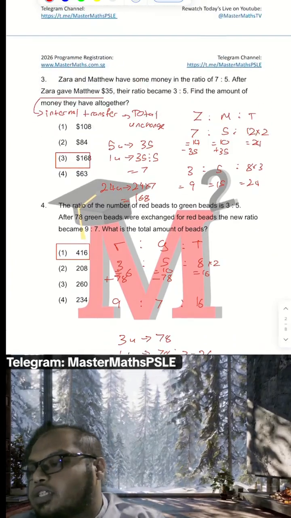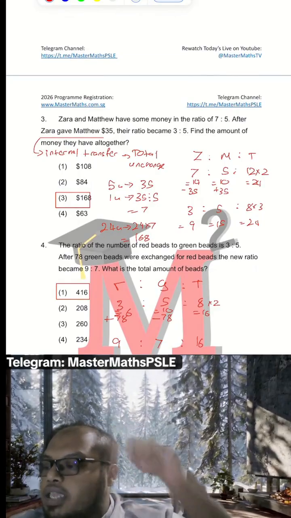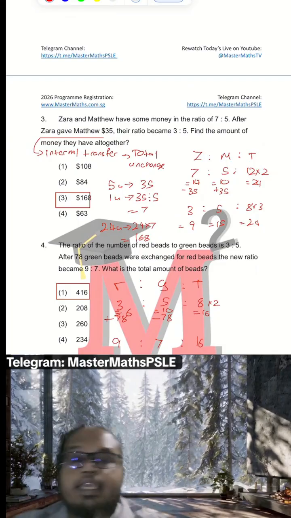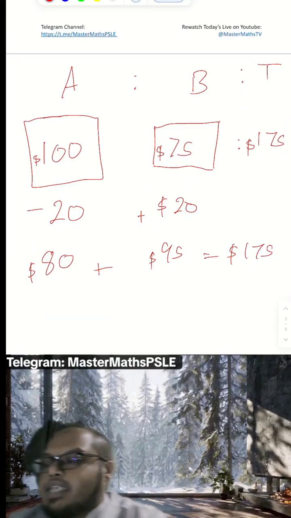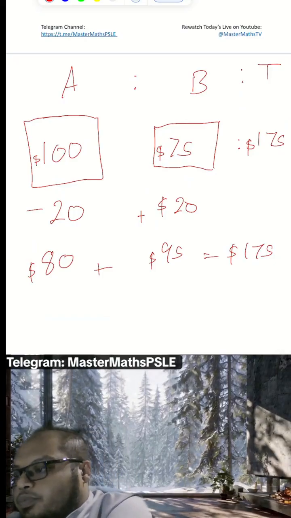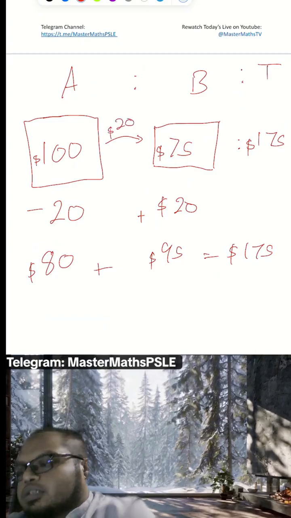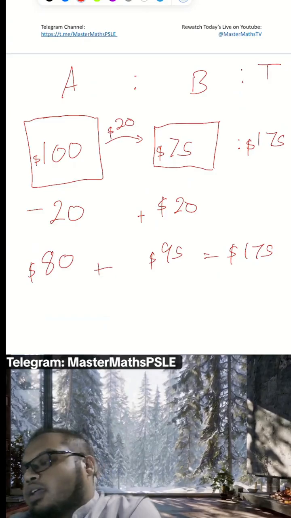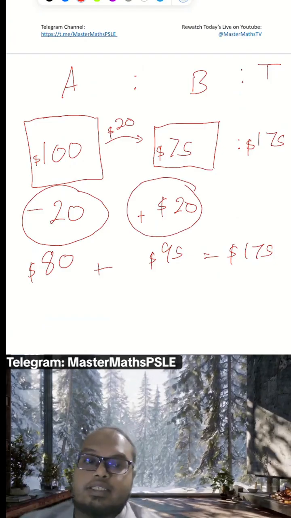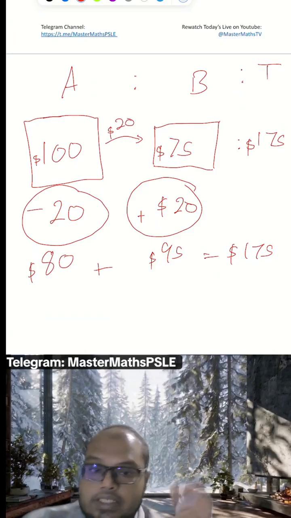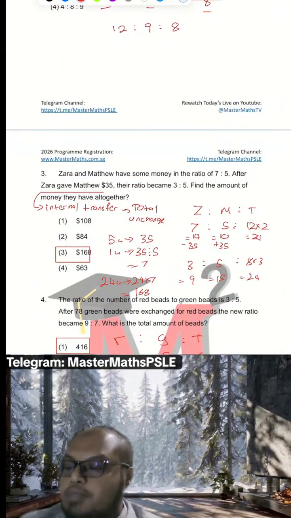Okay, now let's go to question 3. Here Zara gave to Matthew. When somebody gives money, or an internal transfer, it is the same concept also. Like in this case, if Ali gives Bala $20, it is the same thing, right? Ali will minus $20 from his account, Bala will have plus 20 to his money. That's why for an internal transfer, the total is also unchanged. So I did the same thing.